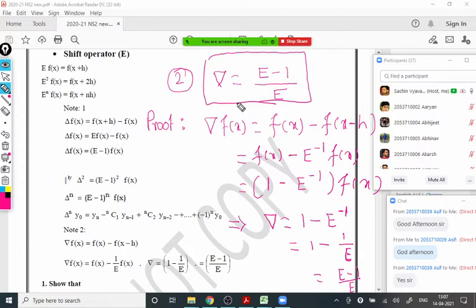So actually this second proof, delta is equal to E minus 1 upon h, this one is asked 2 times in old question papers, probably in 2016 and 17. This question is asked 2 to 3 times. Actually this question repeated, same question is repeating only, this one only. Delta is equal to E minus 1 upon h, while delta is only E minus 1.